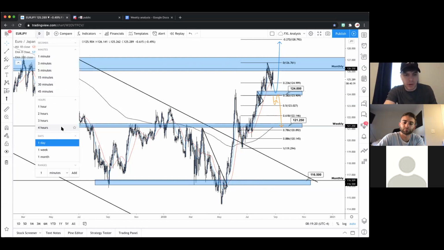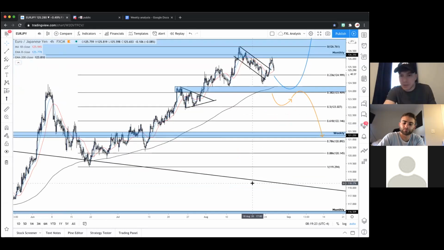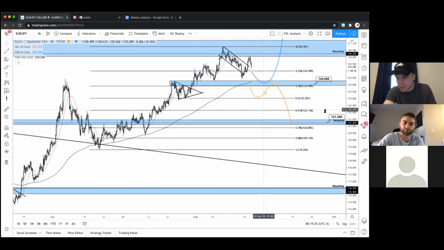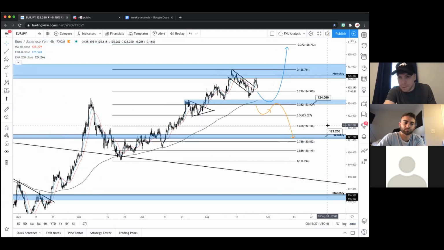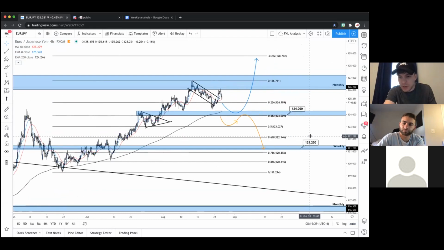Let's go right to the 4 hour and see what's going on. More current price action for EJ. All right, here we go. All right, cool. So we're a bit overextended.